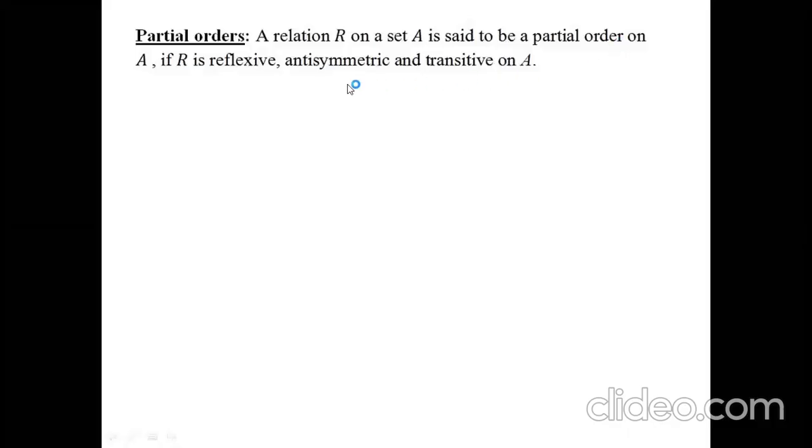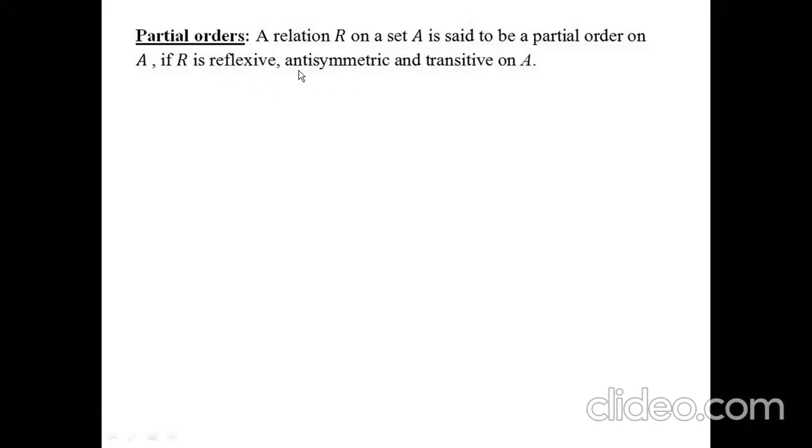We'll just recall the definitions for reflexive, antisymmetric, and transitive ones. So we say that any relation R on a set A is reflexive if (a, a) belongs to R for every element a belonging to the set A. So ordered pair (a, a) should belong to the relation R for every element a belonging to the set A. Then we say R is reflexive.